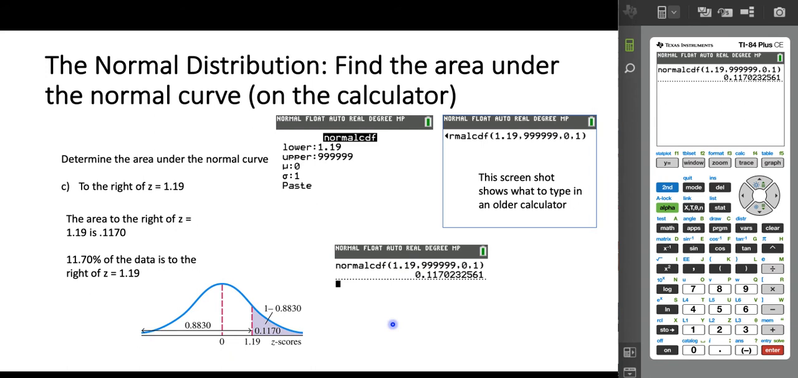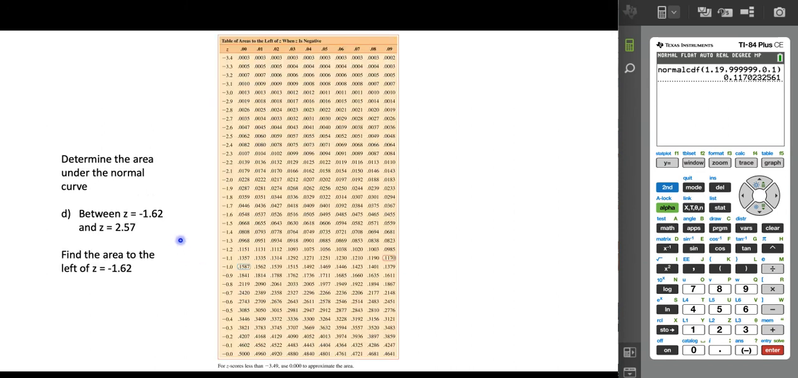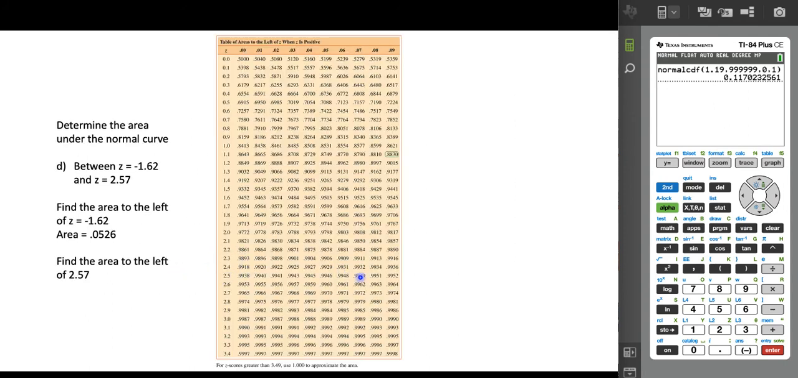Okay, the next example, we're going to find the area between two z-values, negative 1.62 and 2.57. Now, this is really going to be complicated if you're doing it using the charts. So if you're using the charts, you need to find the area to the left of negative 1.62 first. So negative 1.62 is 0.0526. Then you're going to have to find the area to the left of 2.57. 2.57 is 0.9949.